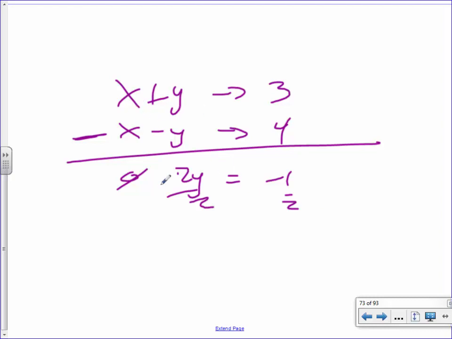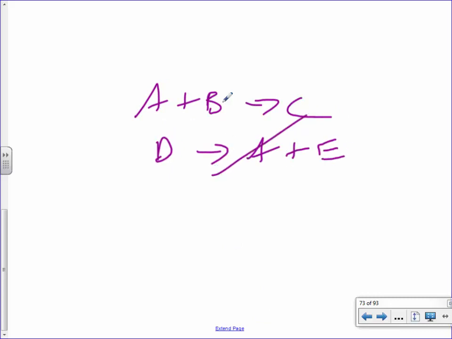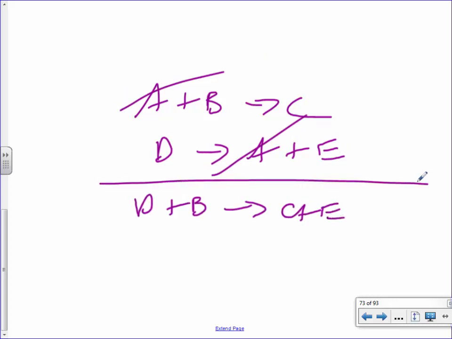It's kind of like a system of equations, only in chemistry it's a little different. Rather than stacking things on top of each other, we're looking for something like a plus b turns into c, and then d turns into a plus e. And you go, okay, well those a's can cancel, leaving you with d plus b turning into c plus e. Does that concept make sense?